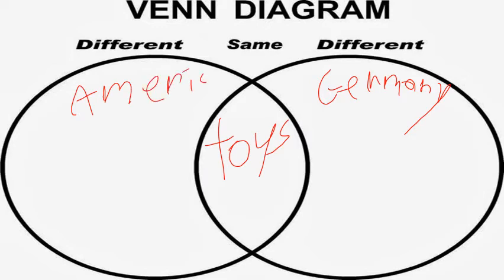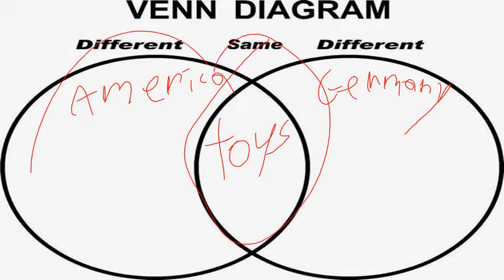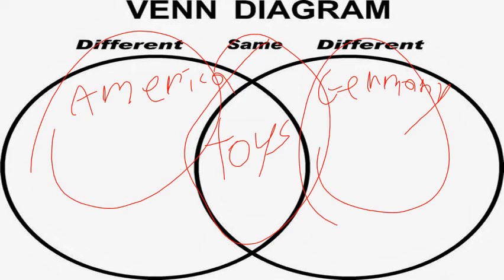It's not my topic. I didn't research it. But you're going to be organizing all your information into this Venn diagram because this is going to help you see, okay, my compare paragraph is going to be about the same, and my different paragraph is going to be about what's different. So this is going to help you organize.